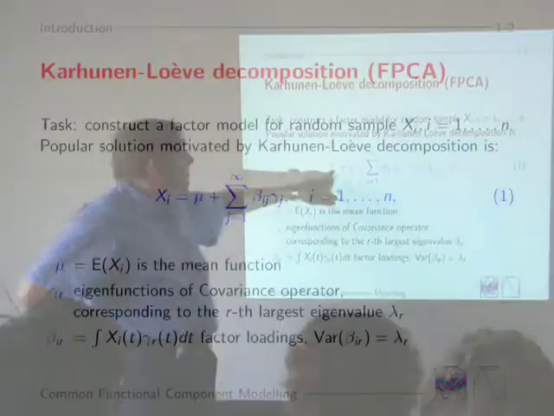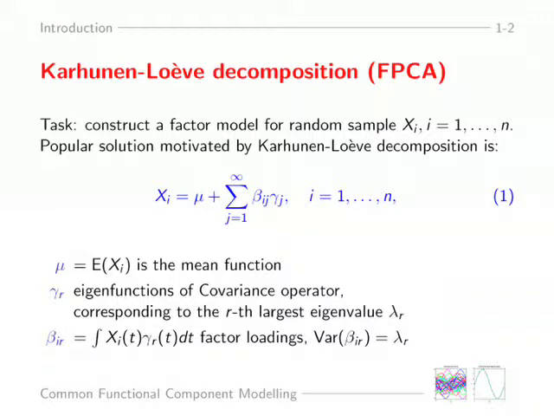So the x's now, the xi's now are functional observations. Okay? The x's are functions, no longer f. N is the number of curves, and later on capital T will be the number of observations per curve. So just inverse of that. Okay? And mu is the mean function, and these are now the Karhunen-Loève decomposition. Fortunately the gamma is still the same. That's the eigenfunction of the covariance operator. So gamma j is the j-th functional principal component, and the betas are what were the thetas before. These are the factor loadings, right? So just these integrals. And the variability of the beta is lambda.